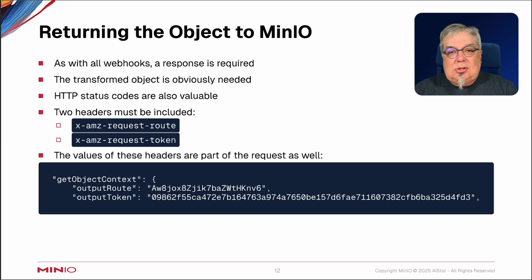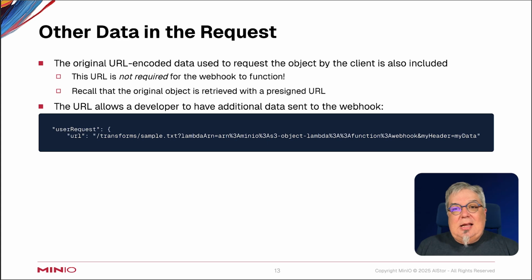Two headers must be included in the return: the X-Amz-Request-Route and the X-Amz-Request-Token. These headers have to be part of the return every single time. Now, the values of these headers are also part of the request. They're in the getObjectContext. It's the outputRoute and the outputToken. Again, you just grab these from the request and you use them when you send the response back. Very easy to do.